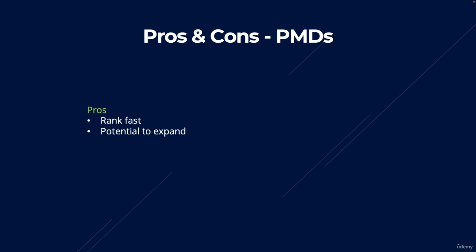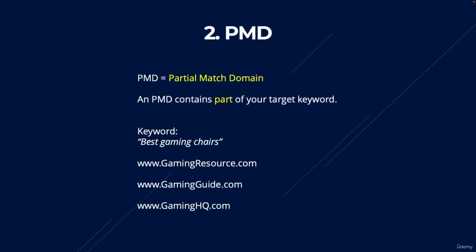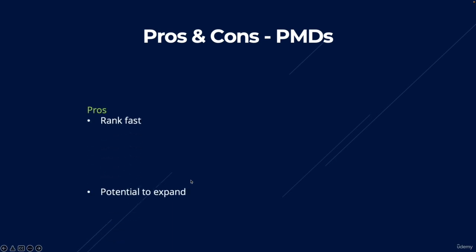The second benefit of partial match domains is that they give you the opportunity to potentially expand the website. And what I mean by that is if you go back to our example on the previous slide of gamingresource.com, well, you can very easily target all the keywords related to best gaming chairs. However, as you have not specified the word chairs in your domain name, there's no reason why you can't do the best gaming headphones, the best gaming laptops. That's all related to the gaming resources, right? And the gaming guide and the gaming HQ. So when you have a partial match domain, it gives you the opportunity to potentially expand the website.